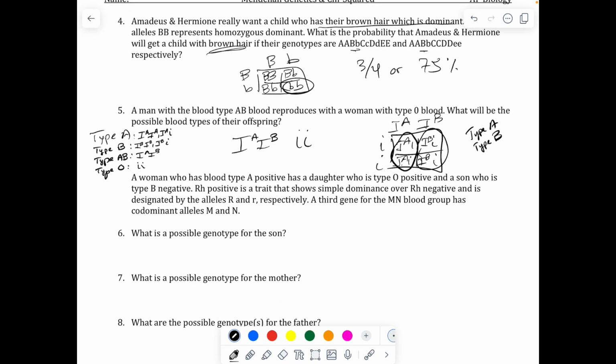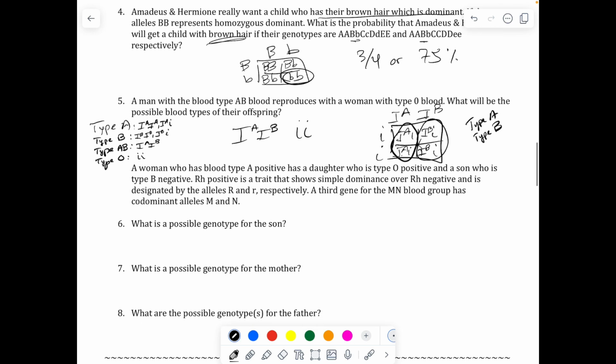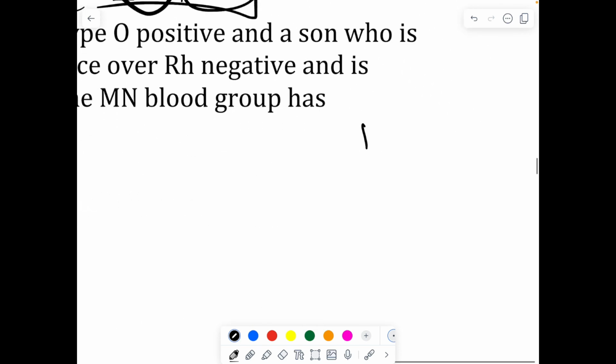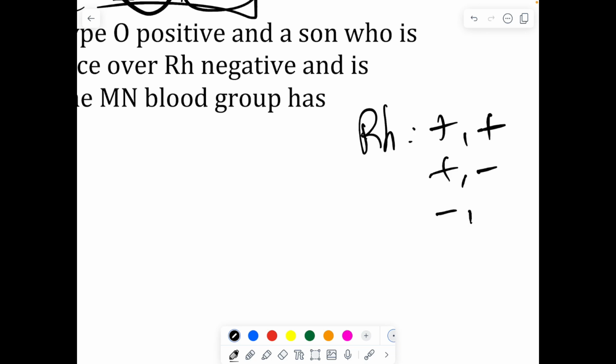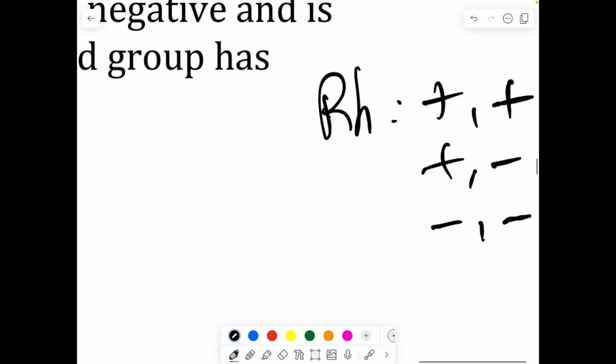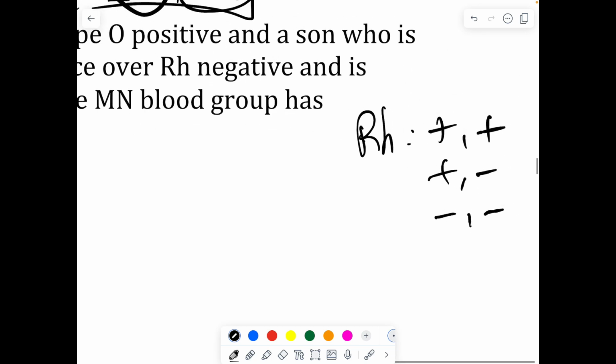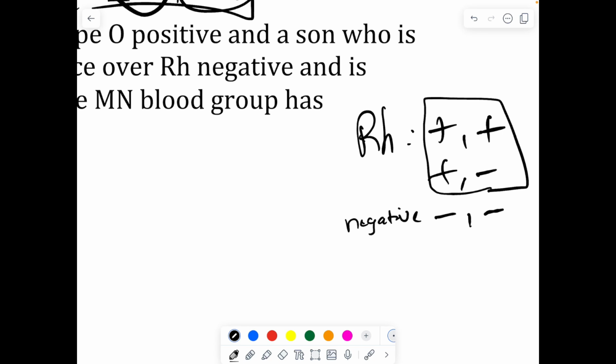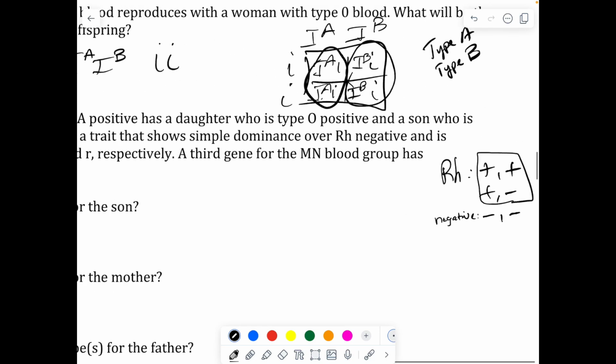All right, next problem. This one adds in RH factor. RH factor is that positive and negative. You either can have positive, positive, positive, negative. You can have negative. Phenotype-wise, these ones would both be called positive. The negative is the double recessive. Sorry, a little bell action there.